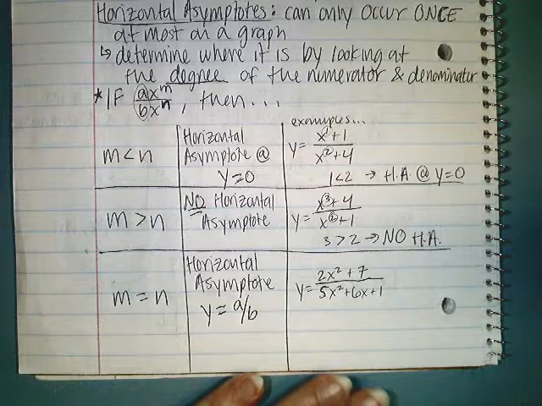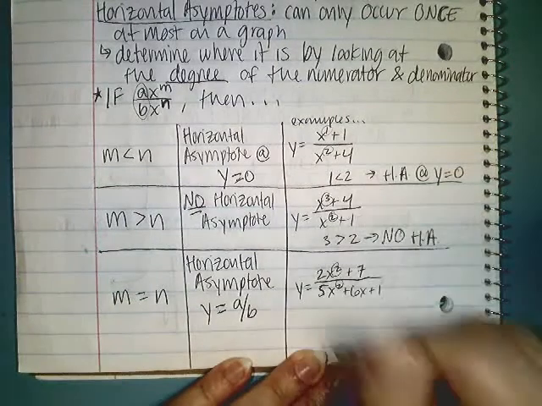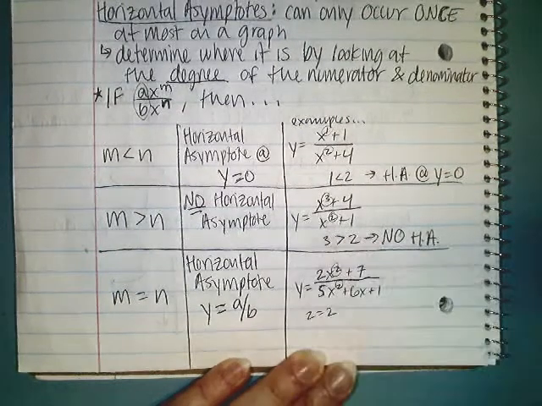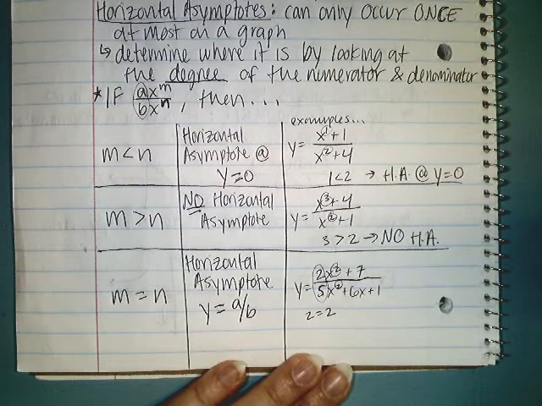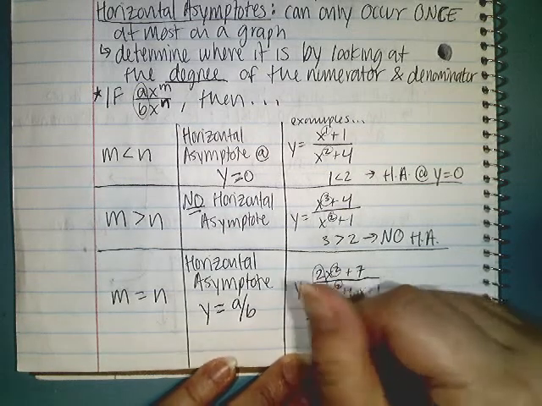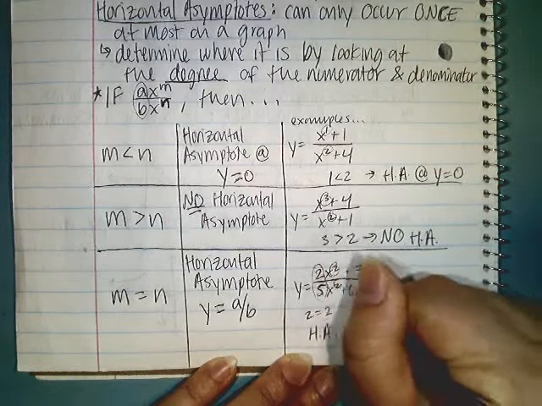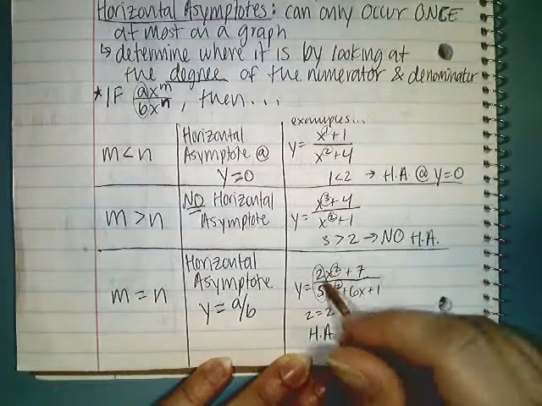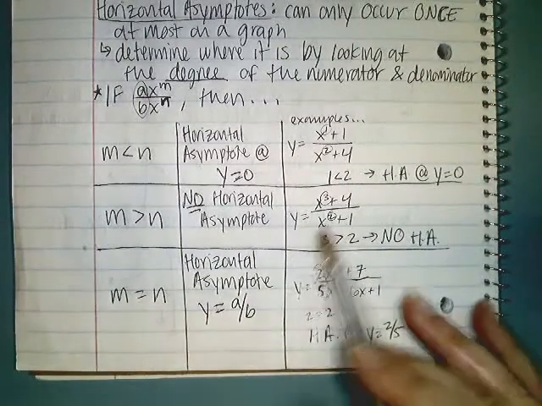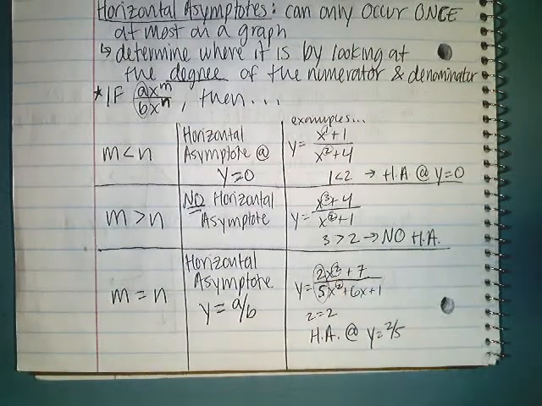So if I look at my example here, I see my degrees are 2. So 2 is equal to 2. So what I'm going to do is take the leading coefficients, and that's where my horizontal asymptote will be. So I'm going to have a horizontal asymptote at y equals 2 over 5, because the ratio of the leading coefficients, so the coefficients of the x squareds, tells me where my horizontal asymptote will be.